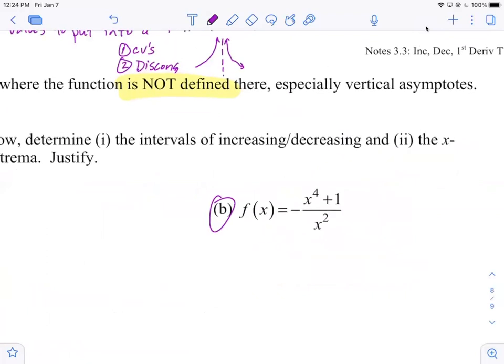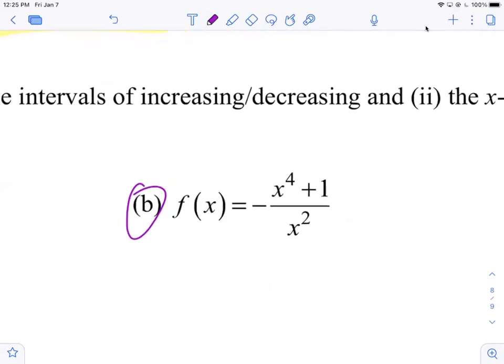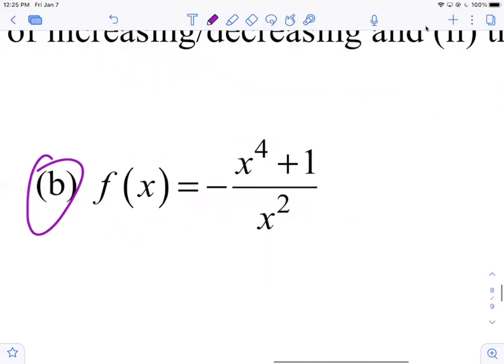So a question like this showed up similarly on a free response question years and years ago. And a lot of people did not consider the discontinuity, and they lost lots of points. All right. So we're trying to find the intervals of decreasing, increasing, and the x coordinates of the relative or local extrema again. So step 1, find the domain.